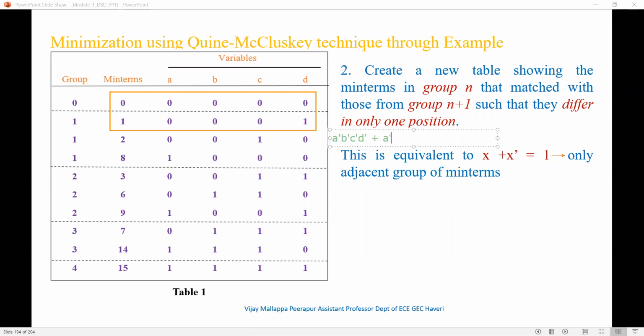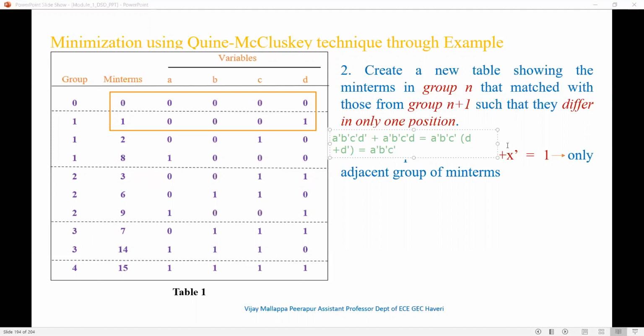This will be for 1, how do you write it? B bar, C bar, and D. So this equation could be written as A bar, B bar, C bar, right? And the common terms we have are D and D bar. Now this is equal to what? We know that x or x bar is equal to logic 1. So what we have is A bar, B bar, and C bar, right?